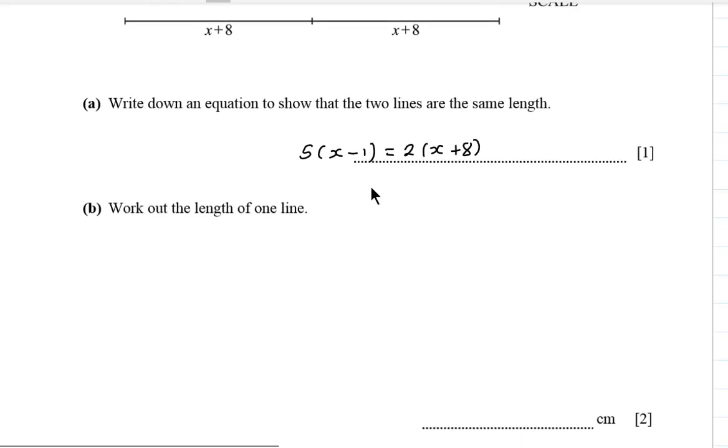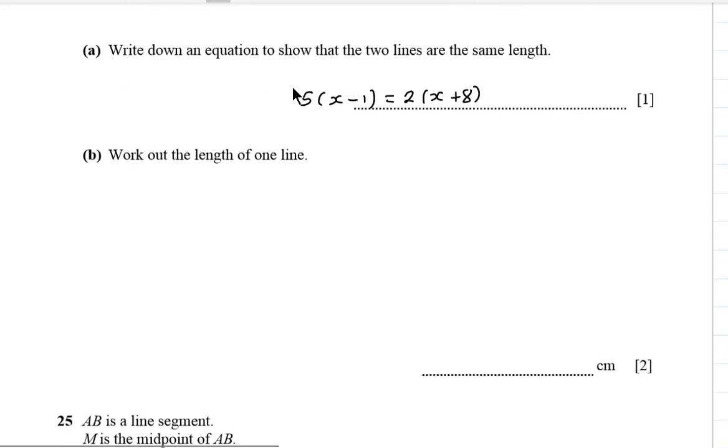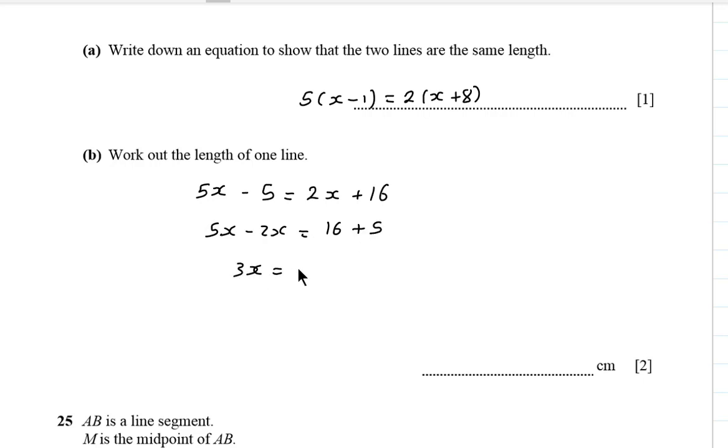B. Work out the length of one line. To get the length of any of these lines, we should first get the value of x. So let's solve this equation. Let's expand the bracket. 5x minus 5 times 1, 5 is equal to 2 times x, which is 2x, and then plus 16. Collect x together, we have here 5x minus 2x, and here collect the numbers together, we have here 16 plus 5, so it will be 3x is equal to 21 divided by 3. We can get x equals 7.